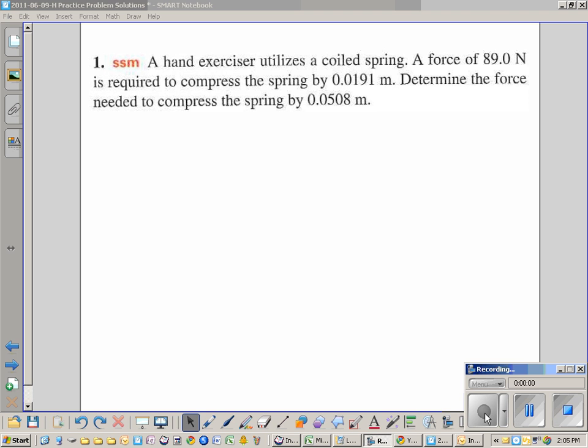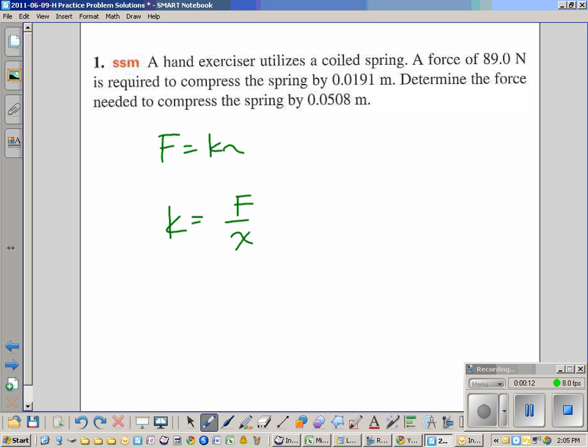So what do we got here? We have a force. K is equal to force over X, right? Well, let's back up. Where did that come from? Force equals Kx, right? All right. So K is equal to F over X.